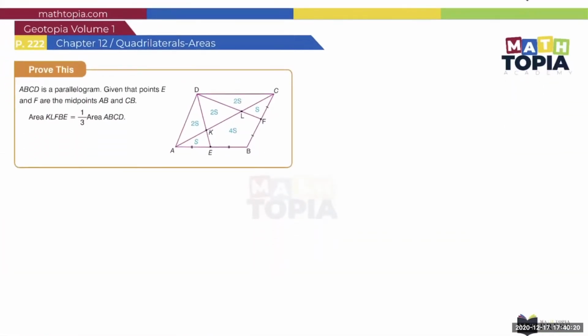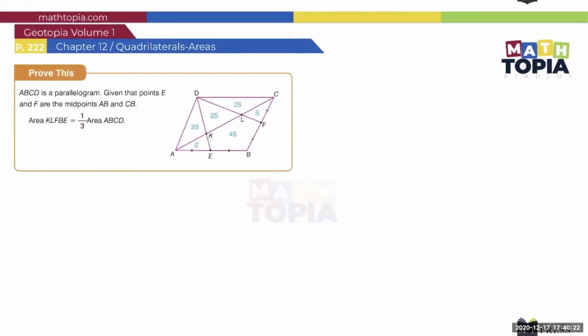Now we are moving on to another nice side proof. Page 222, another nice area proof. Okay, let's see. Well, the difference between this one and the last one is that we have these lines drawn in, but they're on a different side, right? So what I see is that we can draw in this and this.